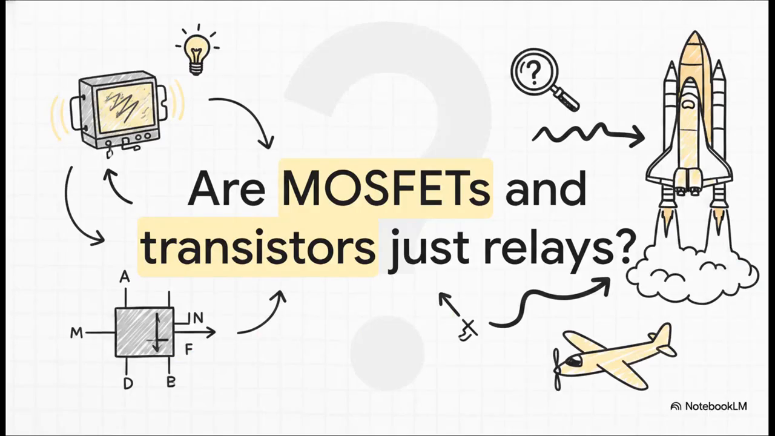A super common question beginners ask when first looking at these components is, are MOSFETs and transistors essentially just relays? I mean, at a fundamental level, they all do the exact same thing, right? They just switch things on and off. But as we're going to see, saying a MOSFET is just a relay is kind of like saying a space shuttle is just an airplane. Sure, they both fly, but how they do it and what they're actually capable of, entirely different worlds.